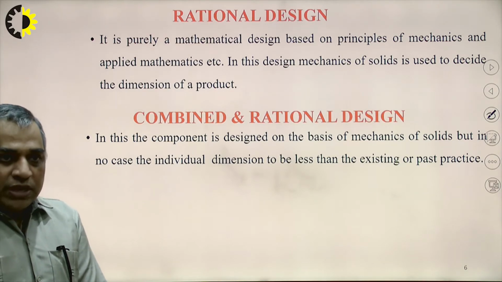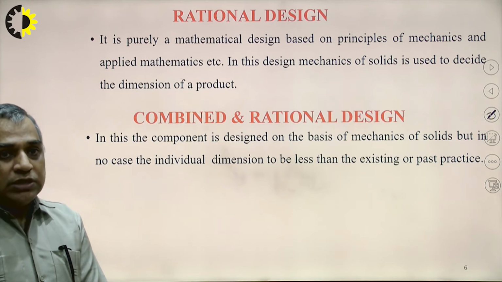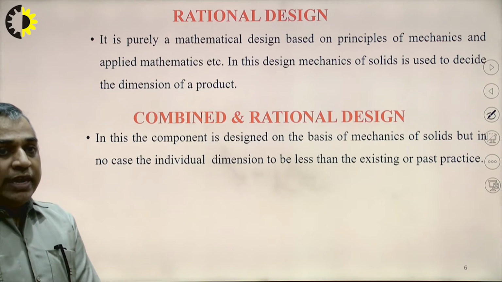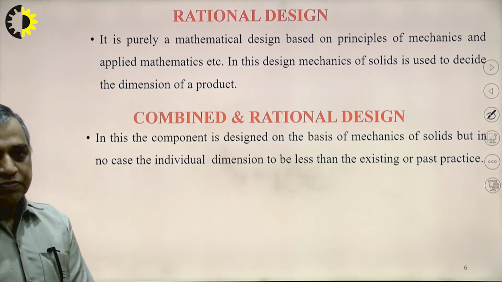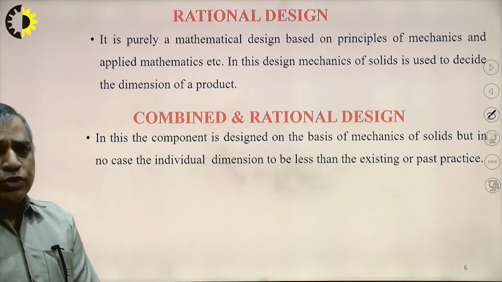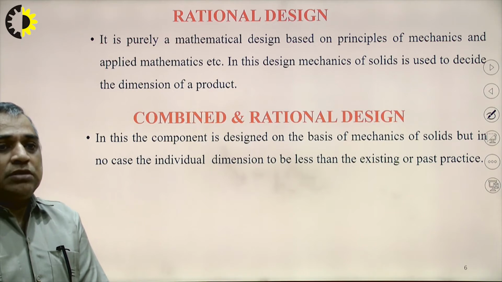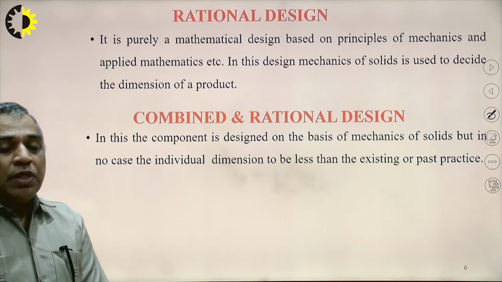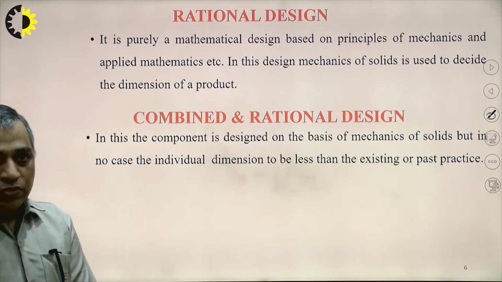So we can define the combined and rational design as, in this, the component is designed on the basis of mechanics, but in no case should the individual dimension be less than the existing or past practice. So if the component has some empirical dimensions recorded earlier, then in no case will we recommend a dimension which is lesser than the empirical design.